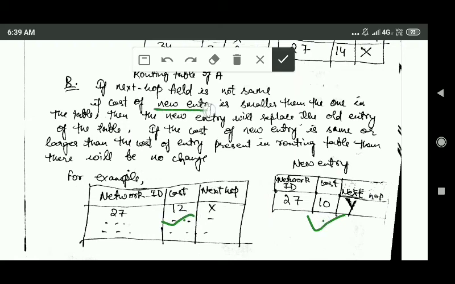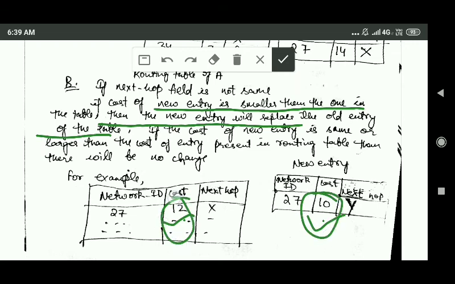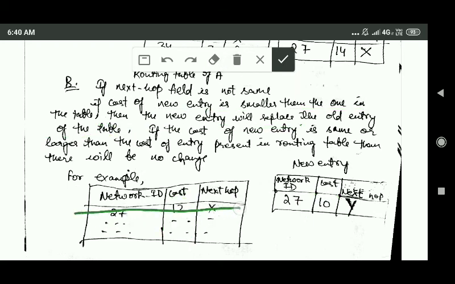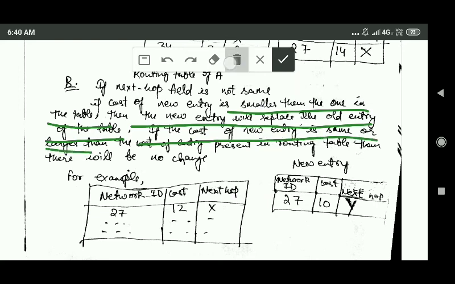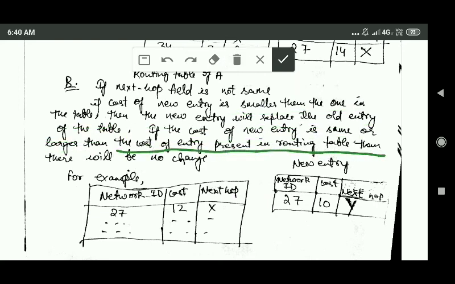Now, if the cost of the new entry is smaller than the cost of the entry which is in the table, then the new entry will replace the old entry of the table. So in this case, the cost of the new entry is less than the cost of the entry present in the routing table. So we will remove this entry from the routing table, and in place of this entry we will keep this new entry. So if the cost of the new entry is smaller than the one in the table, then the new entry will replace the old entry of the table. And if the cost of the new entry is the same or larger than the cost of the entry present in the routing table, then there will be no change.